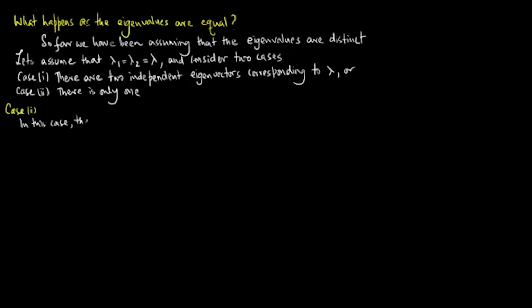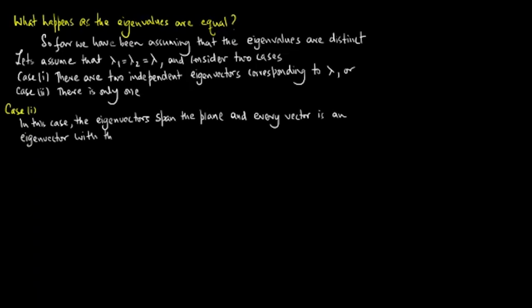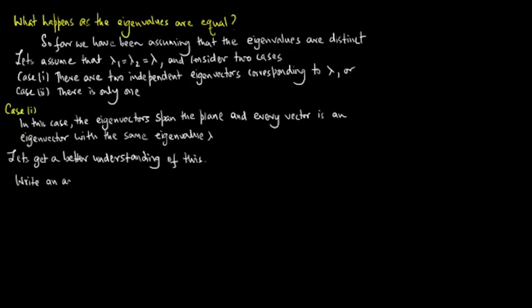So now let's consider case 1 in some detail. In this case, the eigenvectors span the plane and every vector is an eigenvector with the same eigenvalue lambda. So let's get a better understanding of this. Write an arbitrary vector x naught as a linear combination of the two eigenvectors.